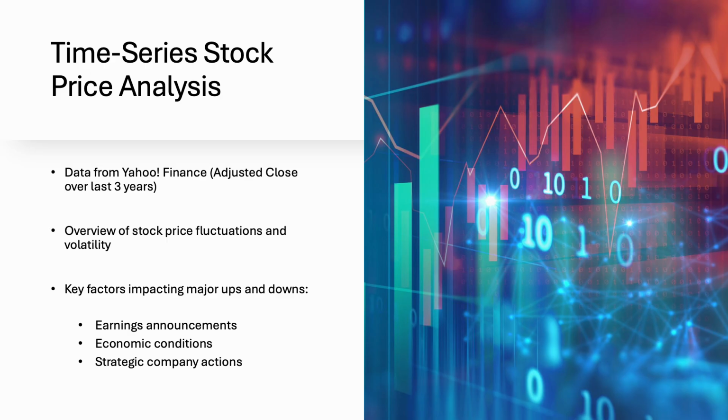This page is our time series stock price analysis. We got our data from Yahoo Finance. Our overview of stock price fluctuations and volatility, and the key factors impacting major ups and downs: earnings announcements, economic conditions, and strategic company actions.